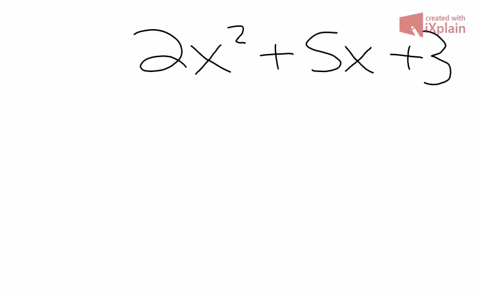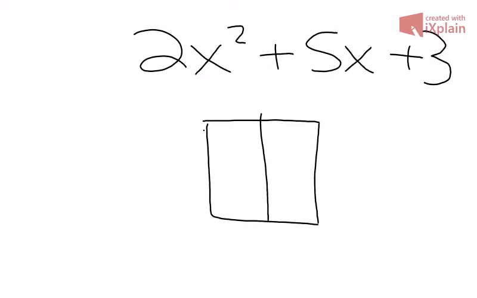So what we're going to do is draw a box. This is called the box method. And in our first box, we want our a value. So that's going to be this 2x squared. And then in our next box, we want our c value, which is our 3.